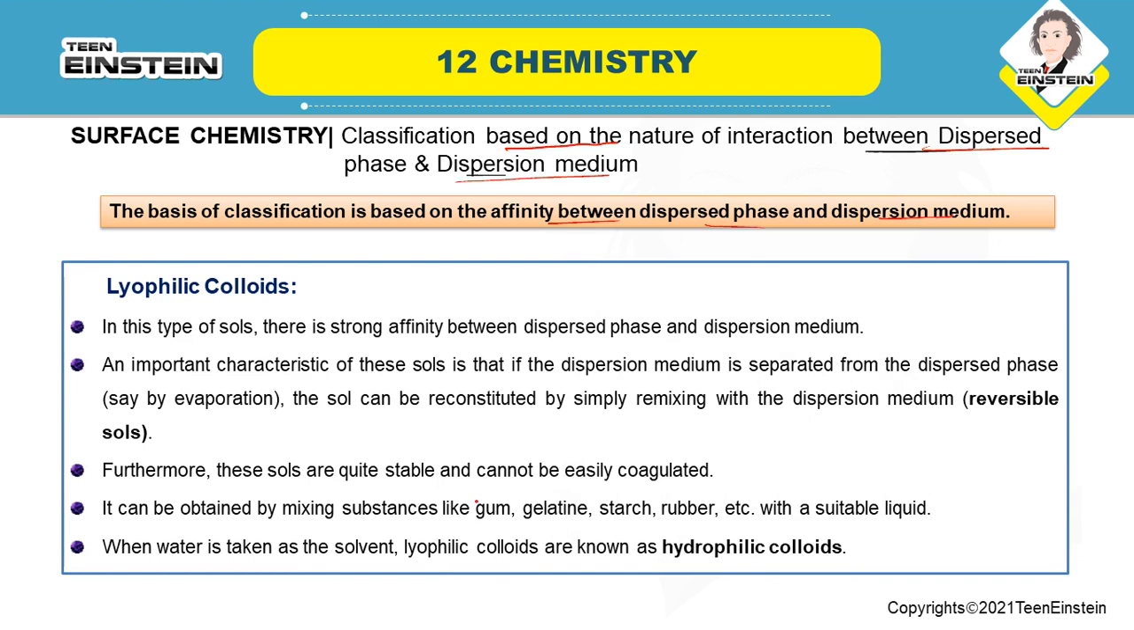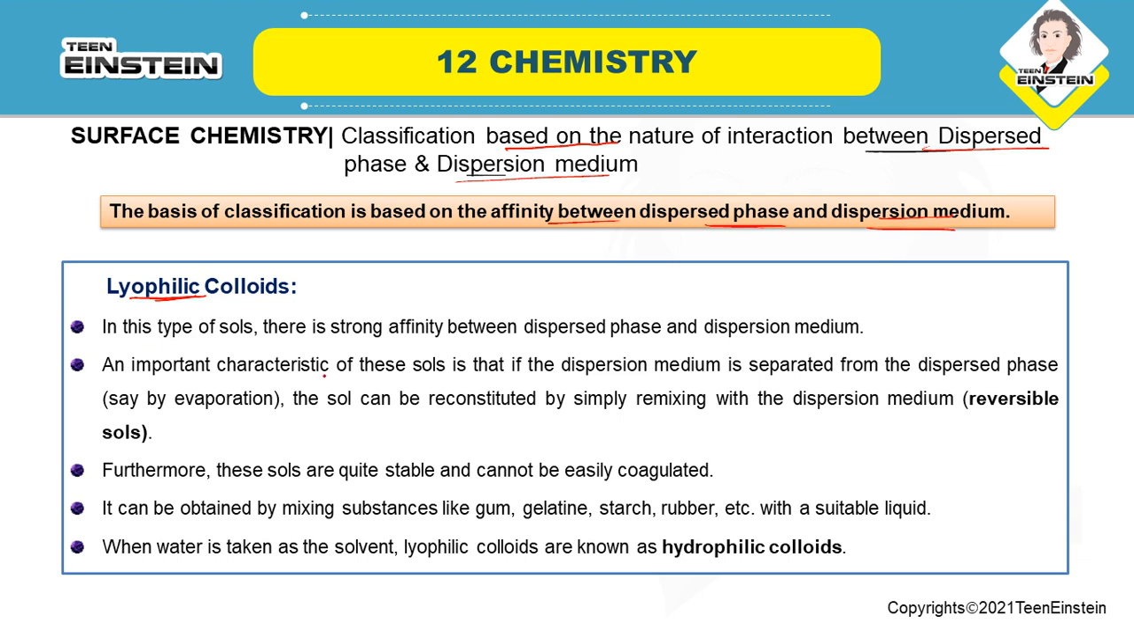So the first type is lyophilic. Now the meaning of the word phil is actually affection. That means when we are saying philic, there must be affinity present between these two phases, that is dispersed phase and dispersion medium. So from the name you can directly understand lyophilic. And there is another type which will be phobic, because phobia is fear. So that means it has no affinity between them.